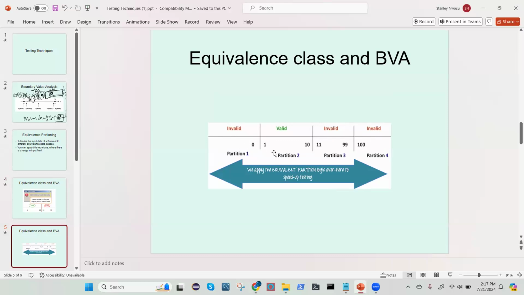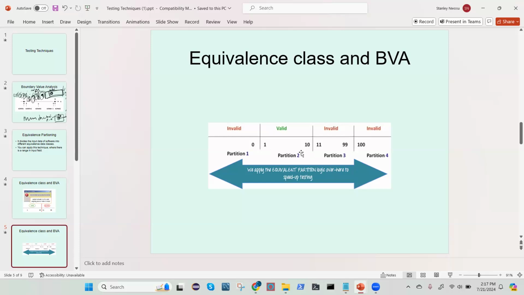So what you do with equivalent class partitioning is that you have to do the boundary value analysis of it. Equivalent class partitioning and boundary value analysis are used in conjunction when there is a range in values. So you can see that 1 to 10 is considered valid. Maybe you are going to book a flight ticket, and the user or the passenger should not book any ticket more than 10.